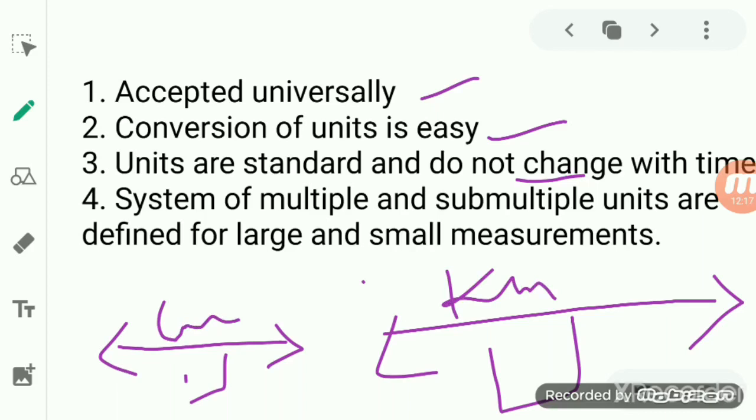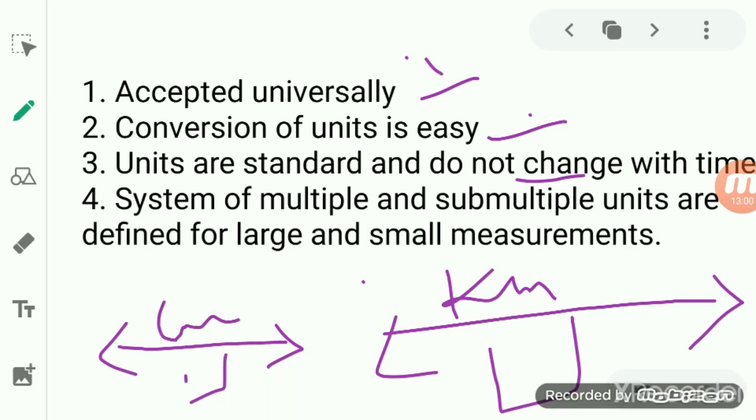So basically this SI system is for the large measurement as well as for the small measurement. These are the different reasons by which we can say that SI unit is preferred over other units. First, it is accepted universally. Second, conversion of the unit is easy. Third, units are standard and they do not change with time and place. Next, the system of multiple and sub-multiple units is defined for the large and the small measurement.